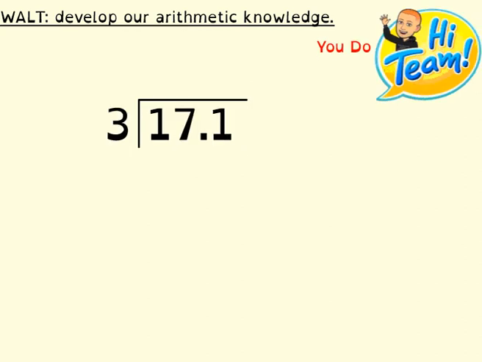Next one. Have a go at this one. Pause the video. Give yourself a bit of time to have a go at doing it. So first thing you should have done, put your decimal point in. 3s into 17. Well, 5 3s make 15, with 2 remaining, and then 3s into 21 would be 7. 5.7, decimal point already there, would be the answer for that question.